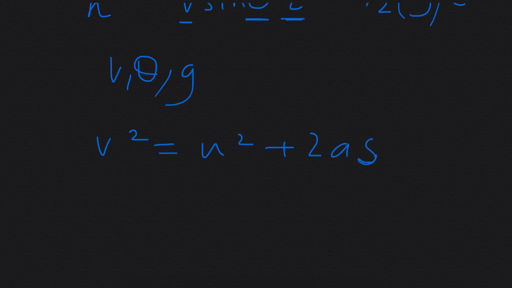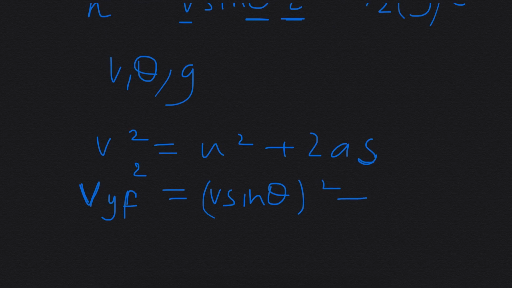Let's convert this to y quantities. So v squared is the final velocity in the y direction. I'm just going to call that v_yf, okay? It represents v in the y direction, that's final, is equal to u squared, which is just v sine theta squared, that's what we had, minus 2gs. I just took the negative sign out. And s is just h.